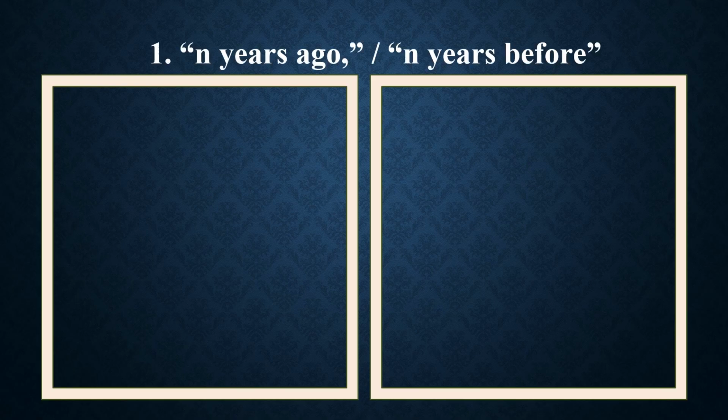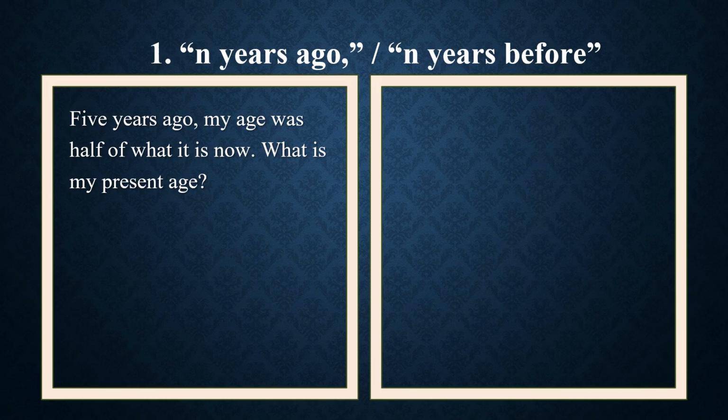Next question is based on n years ago and n years before. The question is, 5 years ago my age was half of what it is now. What is my present age? So you have to suppose the present age to be x, and you will frame the equation first, and you will get the equation as x minus 5 is equal to half x.